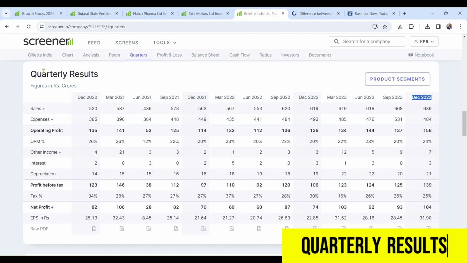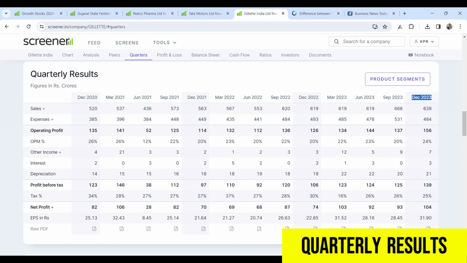I can show it in the quarterly results section. So this is quarter one, this is quarter two, then October, November, December, that is quarter three. October, November, December's results are published as December 23 results, and these are the numbers here. The next quarter will be Jan, Feb, and March 2024, and that will be displayed as a March 24 quarterly result.